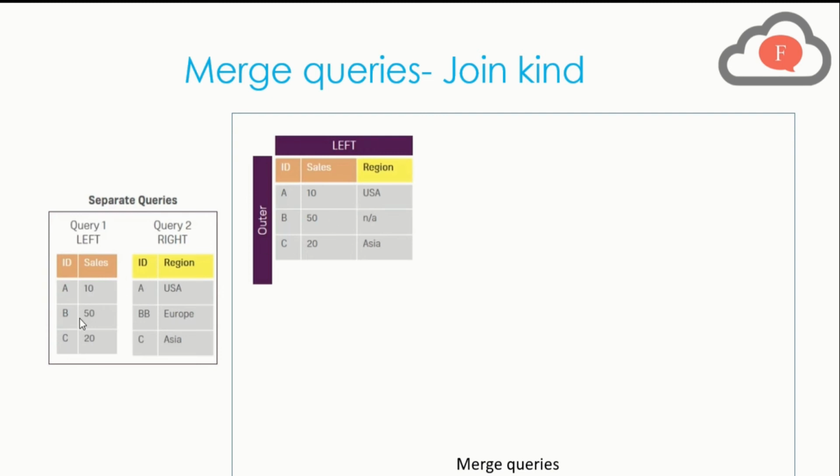While in the second row you can see the ID is B, right? Then the sales is 50. After that, in the region, you see the ID is BB. That's why it doesn't recognize this, so the region has not been joined here. In the C row you would see 20, and in the right query you will see Asia. So this is how a left outer query will be joined.